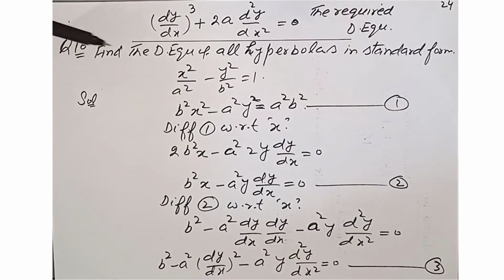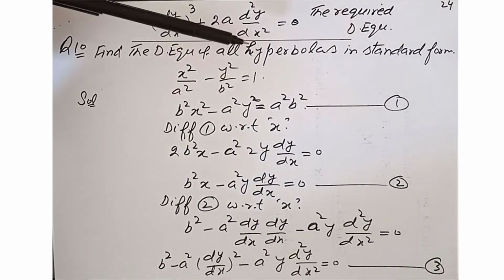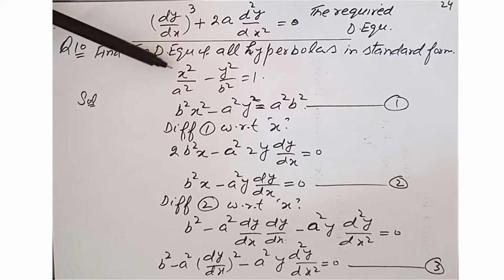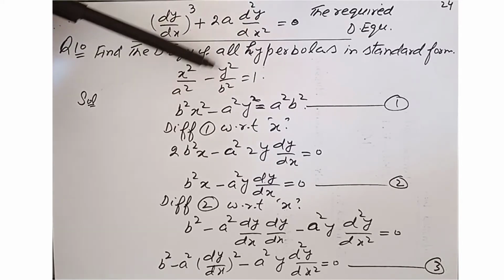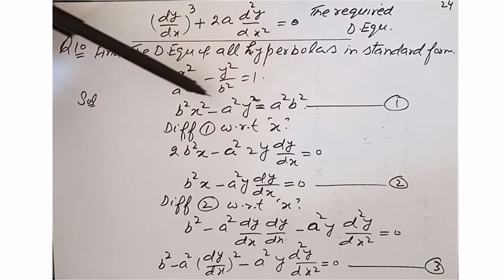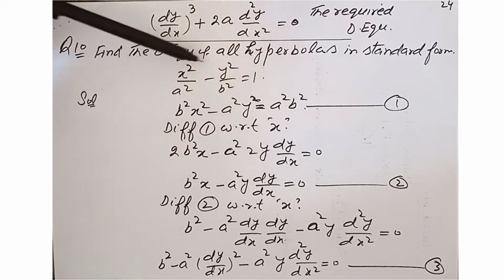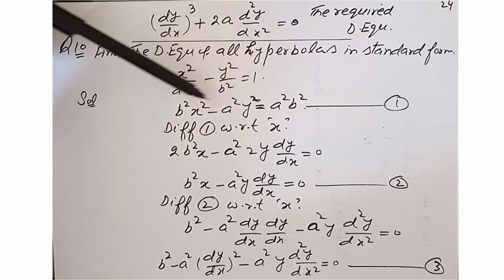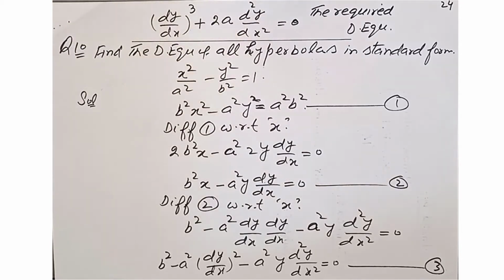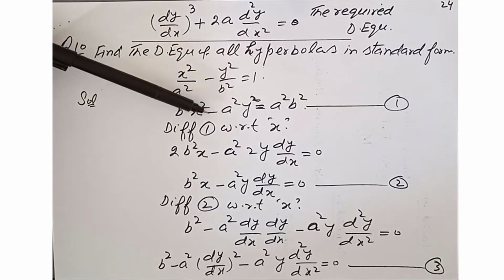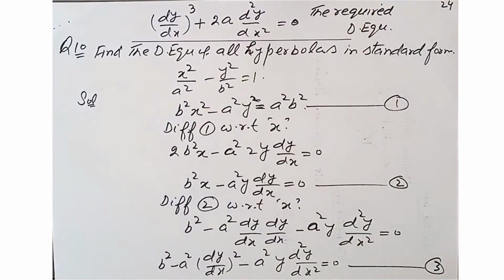Now question 10, find the differential equation of all hyperbolas in standard form. x square over a square minus y square over b square equal to 1. This is the equation of a hyperbola in standard form. Now after simplification we have b square x square minus a square y square equal to a square b square.